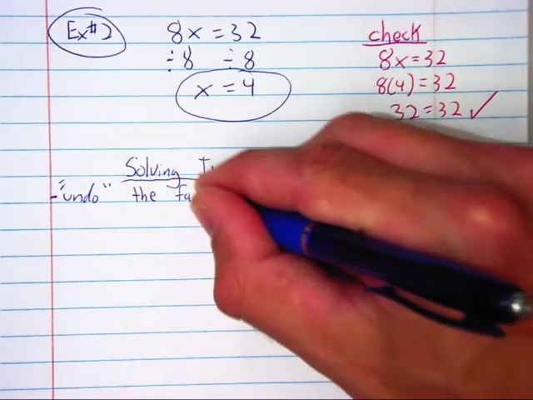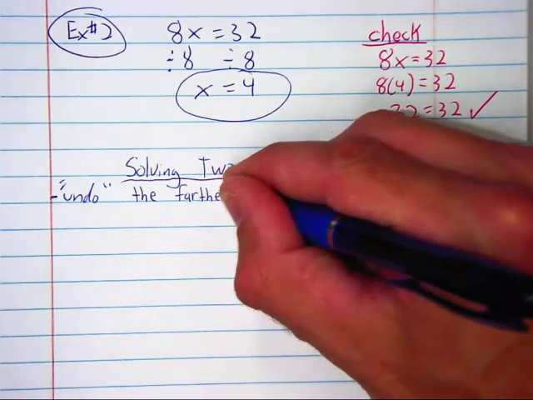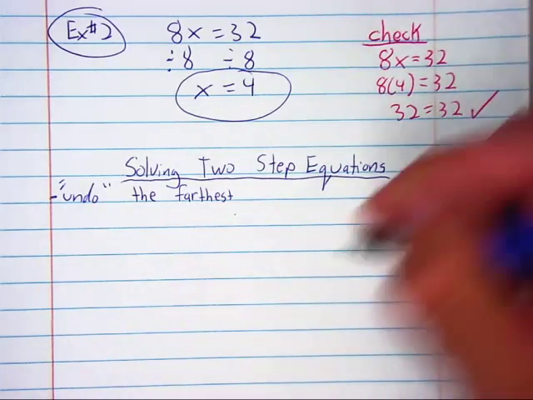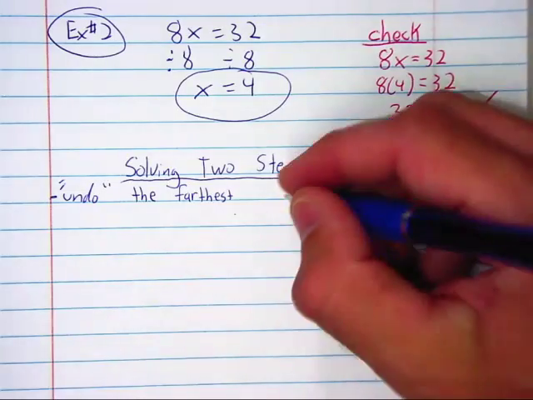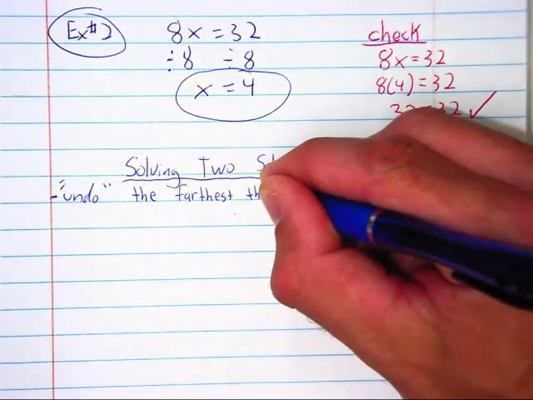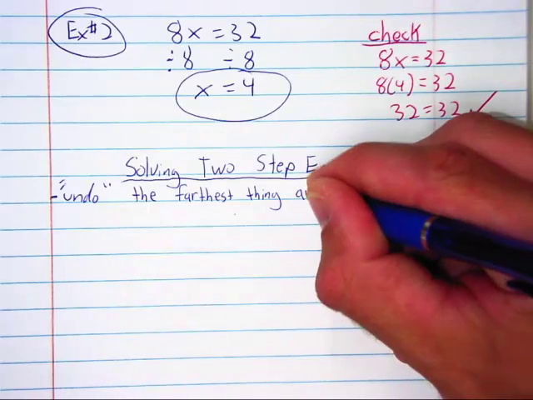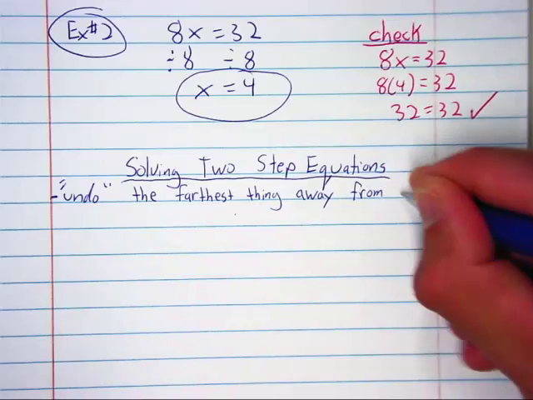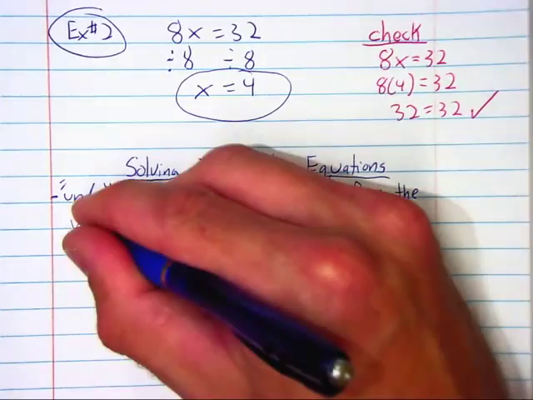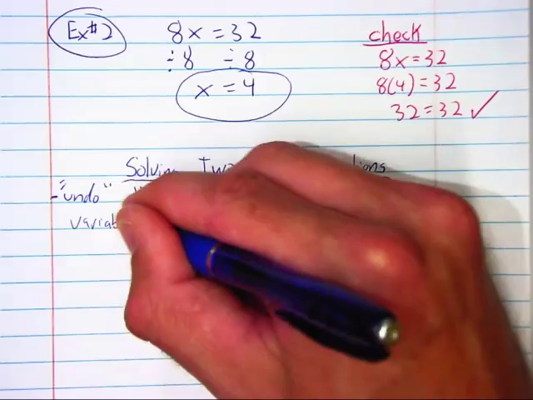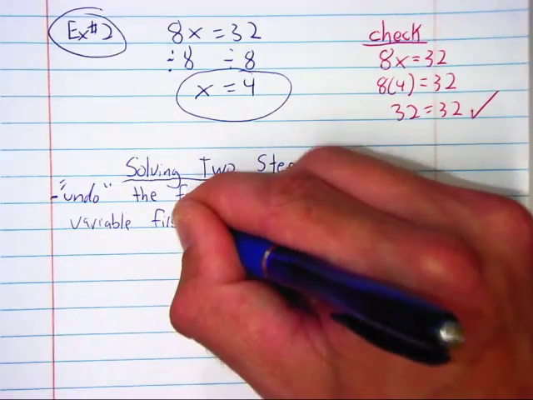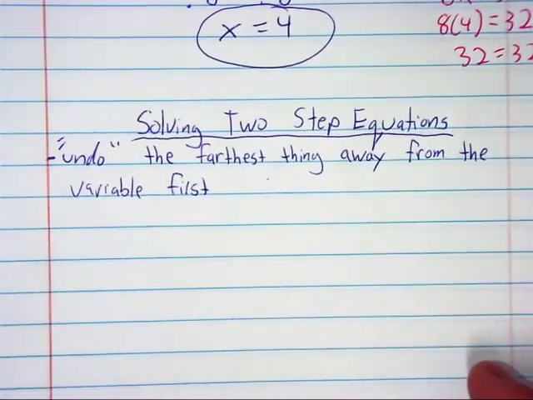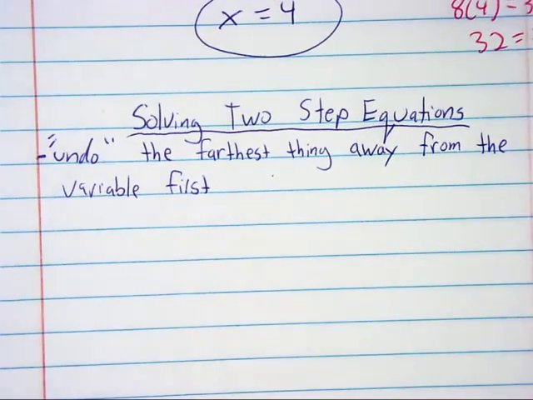I always mess up. Farthest, furthest. I think it's supposed to be furthest, isn't it? Not farthest. Yes. Make that a U. Variable first. So you have to undo the furthest thing away first. You can think of it like Dear Aunt Sally backwards.